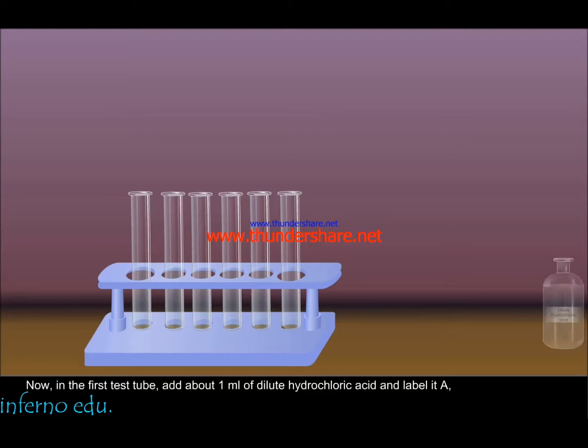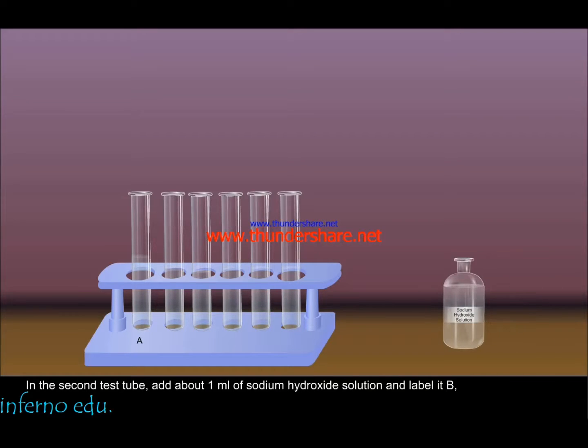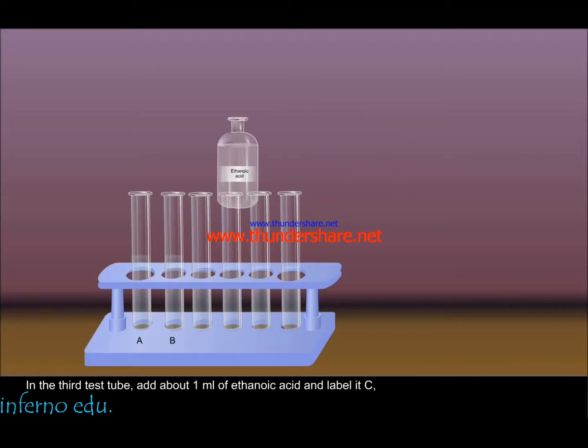Now in the first test tube add about 1 ml of dilute hydrochloric acid and label it A. In the second test tube add about 1 ml of sodium hydroxide solution and label it B. In the third test tube add about 1 ml of ethanoic acid and label it C.